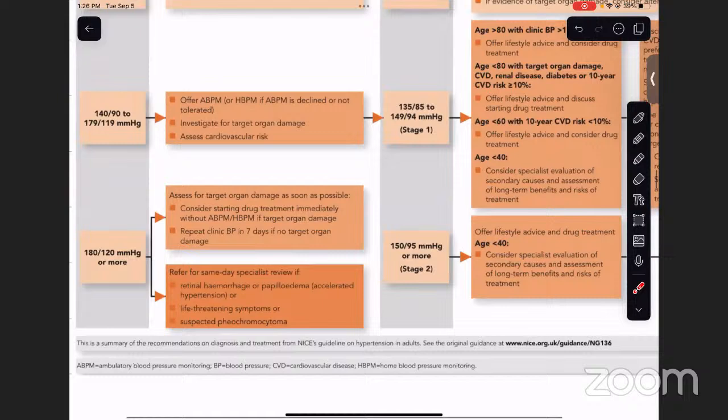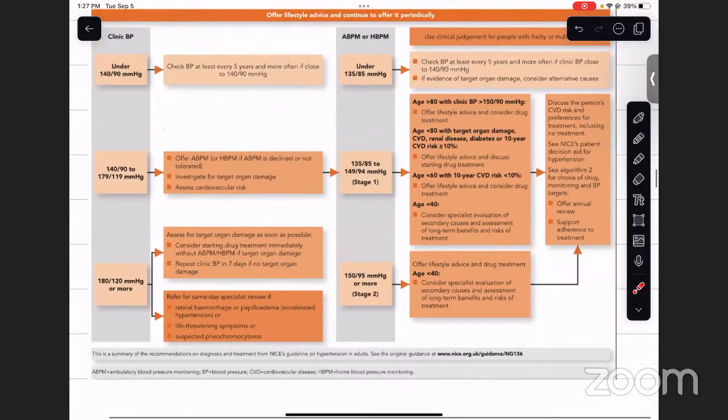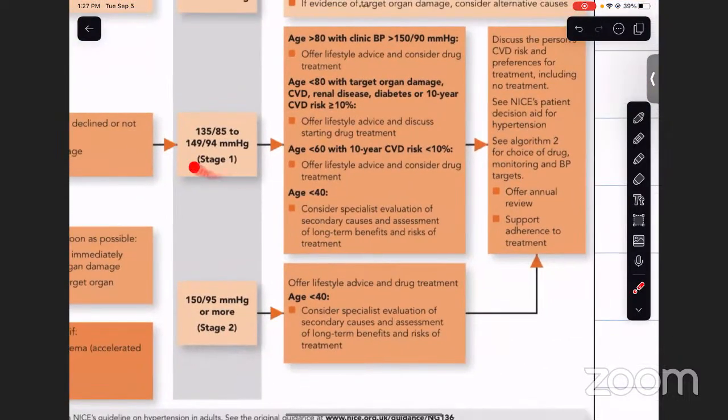Okay. And then if ambulatory or home blood pressure monitoring is 135 over 85 to 149 over 94, that is stage 1 hypertension. Okay, this is the diagnosis of hypertension. So what will be the actions for this blood pressure? If age is more than 80 and clinic blood pressure is more than 150 over 90, give lifestyle advice and maybe consider drug therapy like antihypertensive medications.